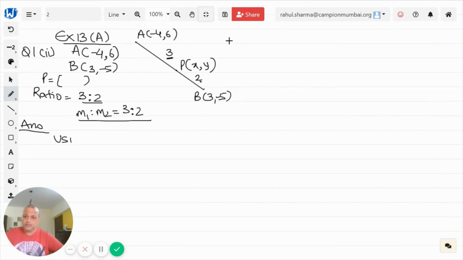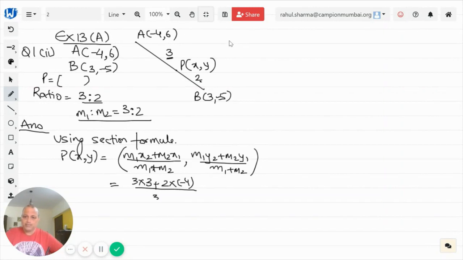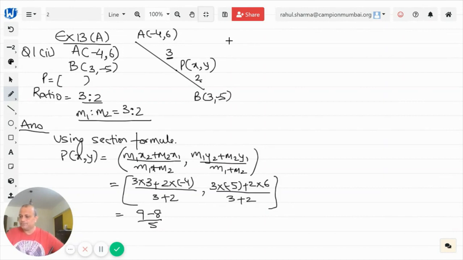So if I remember using section formula, that's how we start writing. The coordinates of P, which is (x, y), will be equal to (m1x2 plus m2x1) upon (m1 plus m2), and the other would be (m1y2 plus m2y1) upon (m1 plus m2). So let's look at this. m1 is 3, x2 is 3, plus m2 is 2, x1 is negative 4, upon m1 plus m2, which is 3 plus 2. m1 is 3, y2 is negative 5, m2 is 2, y1 is 6, upon 3 plus 2. Perfect. So this will be (9 minus 8) upon 5, and this will be (negative 15 plus 12) upon 5.